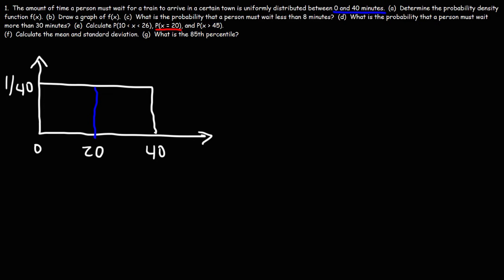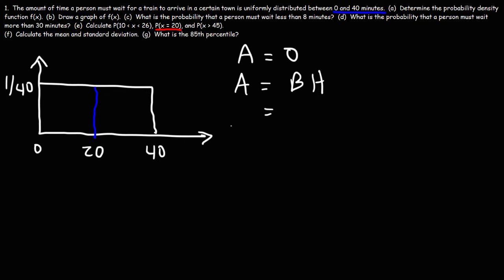Notice that there is no rectangle for a line. Therefore, the area is going to be 0. If you try to use the formula, base times height, the base is 0. The base is usually the difference between two values, but you only have one value. So there's no way you can calculate the area for that. It's going to be 0.